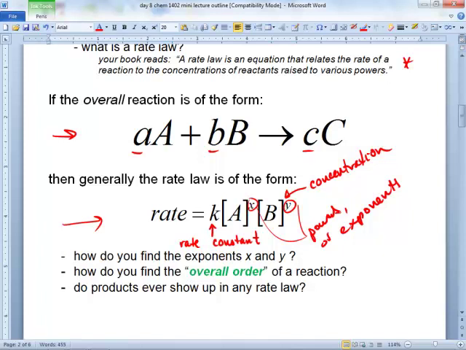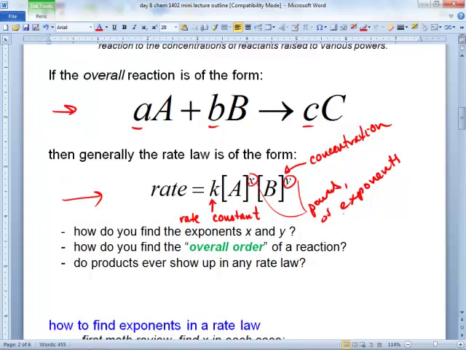We have to figure them out. So they never are, so don't do it. I guess there's a chance it could be, but it would just be by chance. So our whole thing today is how to get these exponents X and Y. That's really what today's all about. So we'll do that.